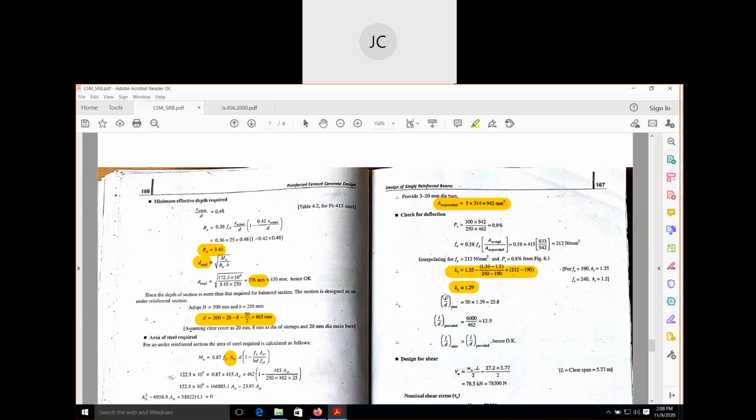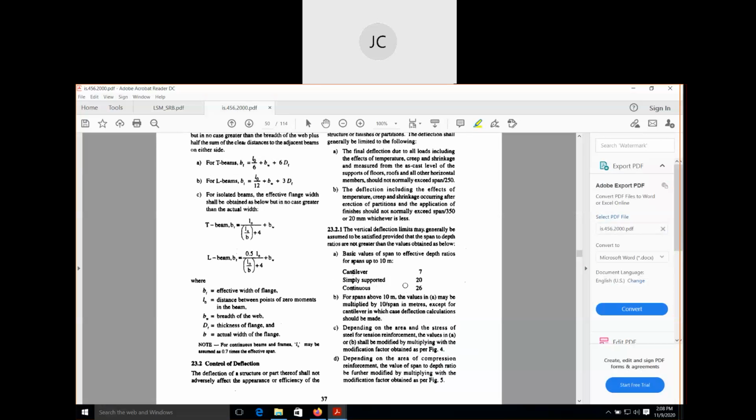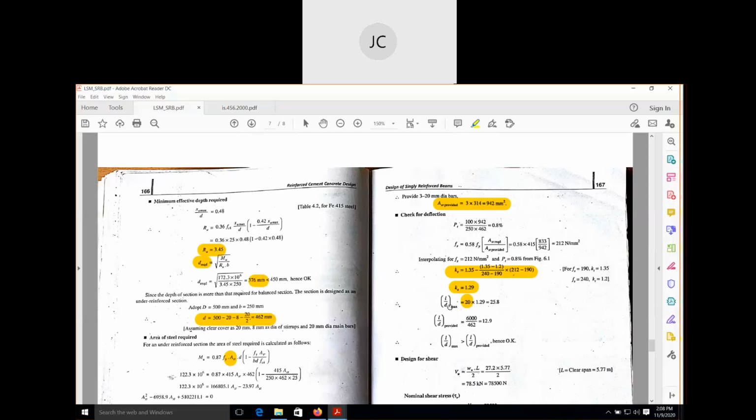Therefore, L by D max. This is 20. 20 means for simply supported beam, the maximum value of L by D ratio is 20. It is given as per IS 456. See this table. For simply supported beam, L by D ratio maximum value is 20. So L by D max equal to 20 into modification factor, that means 20 into K. K value is 1.29.